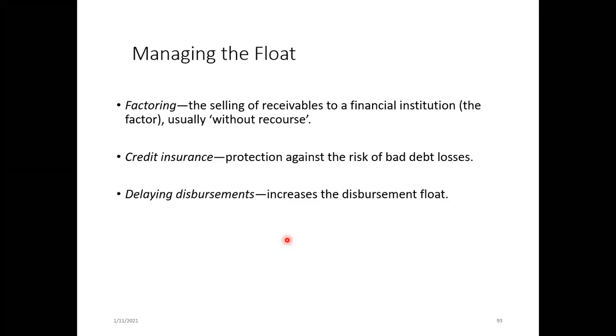Factoring is the selling of receivables to a financial institution, the factor, usually without recourse. So if there are any uncollectable receivables, it is not your risk. The institution which purchases your receivables, the factor, takes that risk. And credit insurance: sometimes your customers are unable to settle your dues, so to avoid that kind of risk, you can take out insurance. Credit insurance is protection against the risk of bad debt losses.